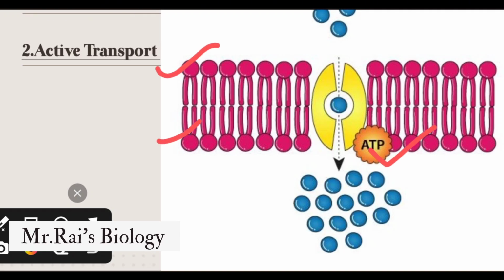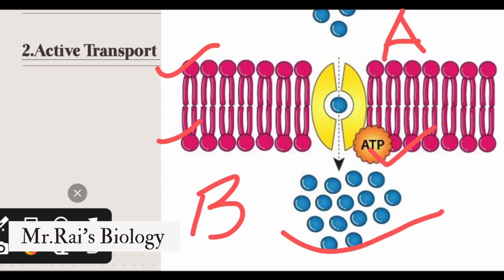Here is the cell membrane, the phospholipid bilayer. Through the cell membrane, for example, A is the extracellular side and B is the cytoplasm. In the cytoplasm there are more particles, and in the extracellular side there are fewer. The particles will move from low to high using energy, ATP. Movement of particles from lower concentration to the higher concentration using energy.